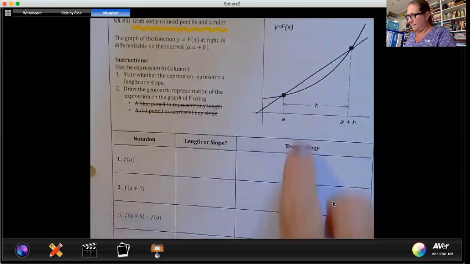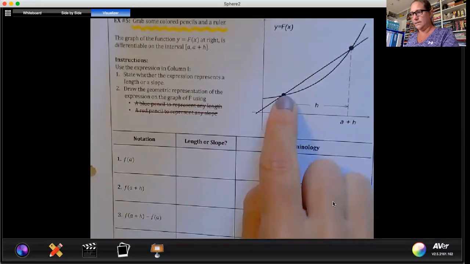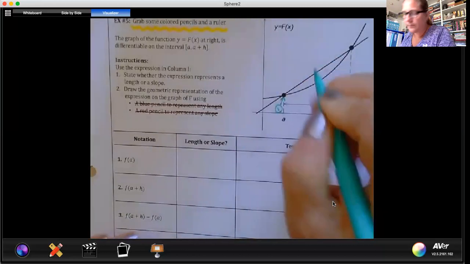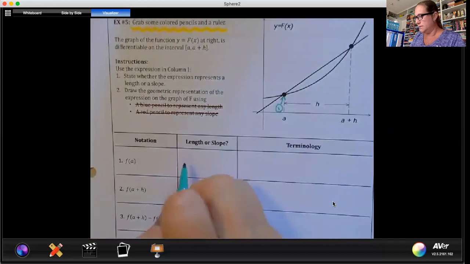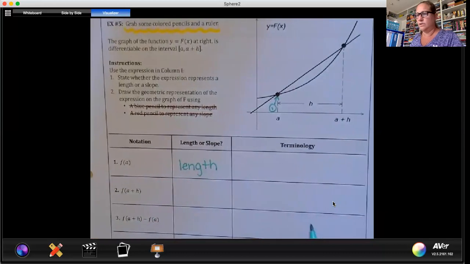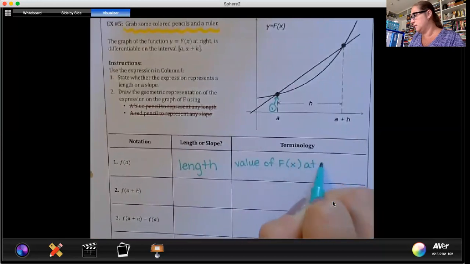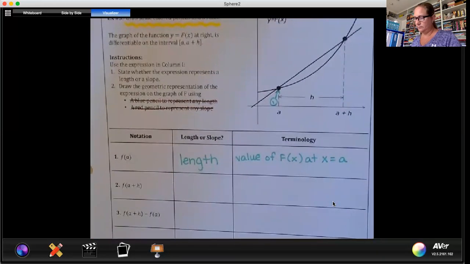All right, f of a. So if this is a, then this value represents f of a, this point. This point is definitely not a slope. You can have a slope at a point, but this is just a point. So it is a length. And our terminology is it is the value of f of x at x equals a. In other words, it's your y value.